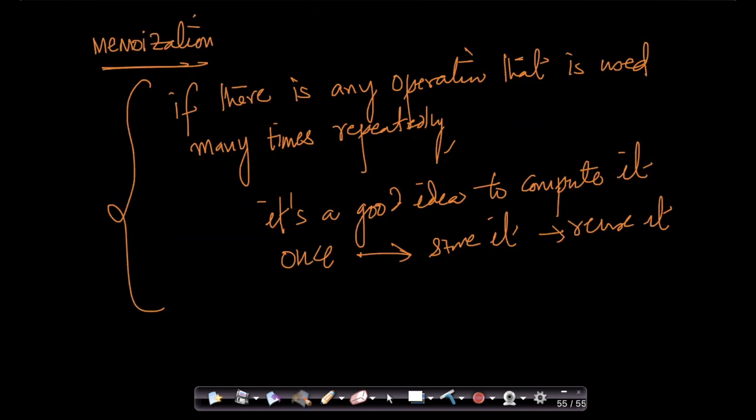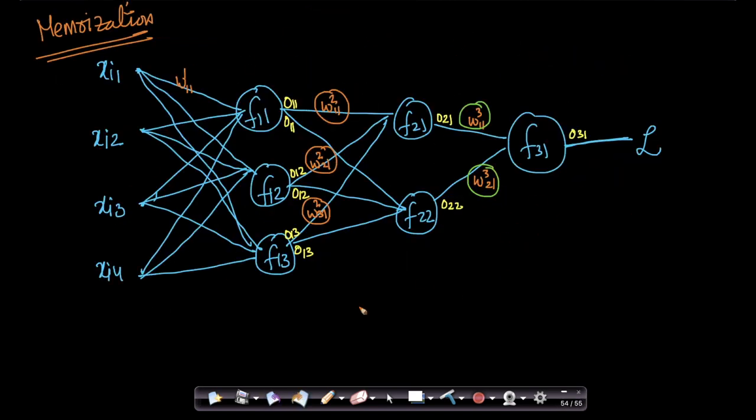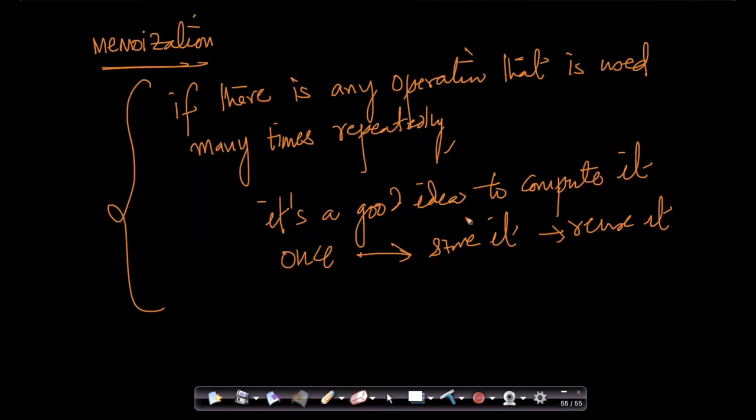So in this diagram, there are some derivatives that, if we compute and store, we can reuse so as to reduce the computation. Because computing these derivatives is not trivial, it takes some time. So if you compute it once and store it, you don't have to compute it again. What will memoization result in? It will result in a very good speed up. It will speed up your code.